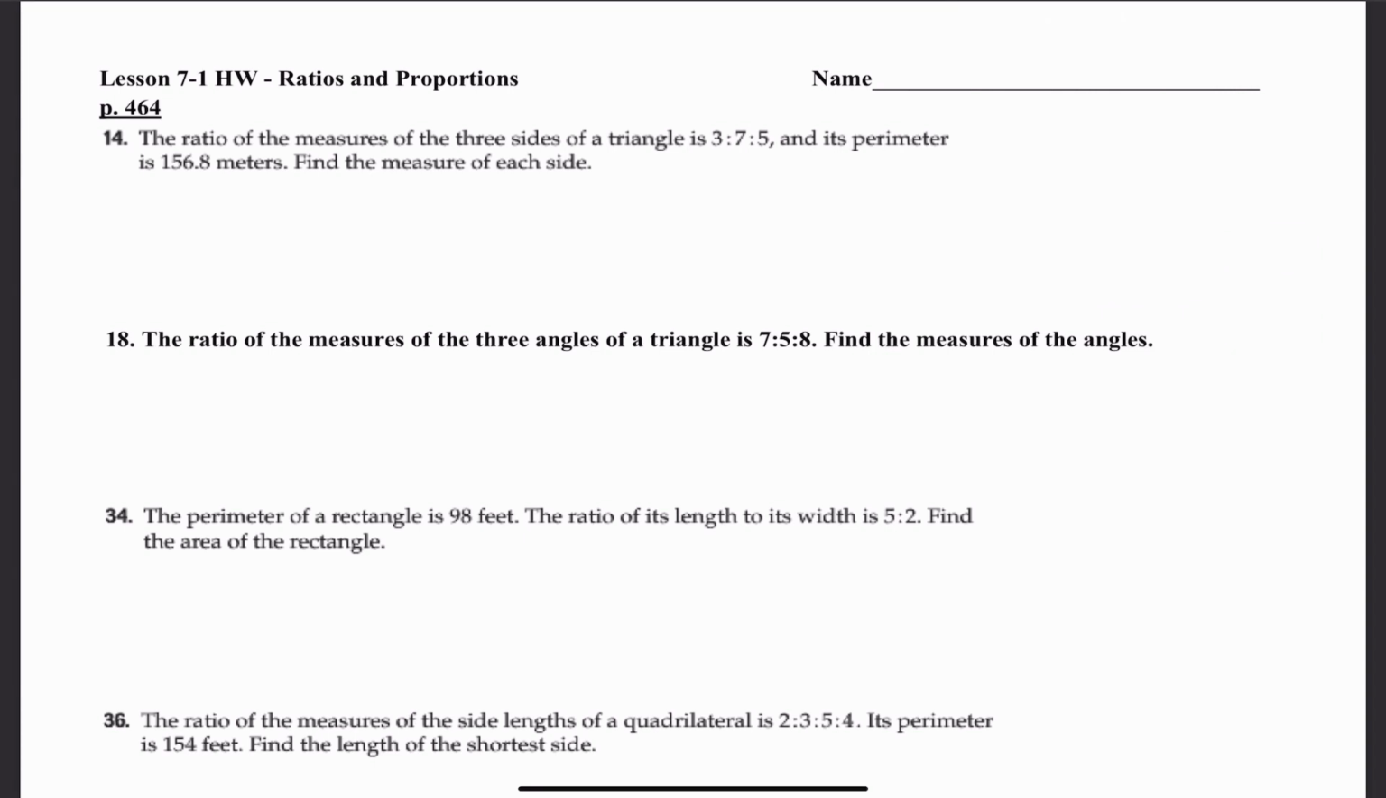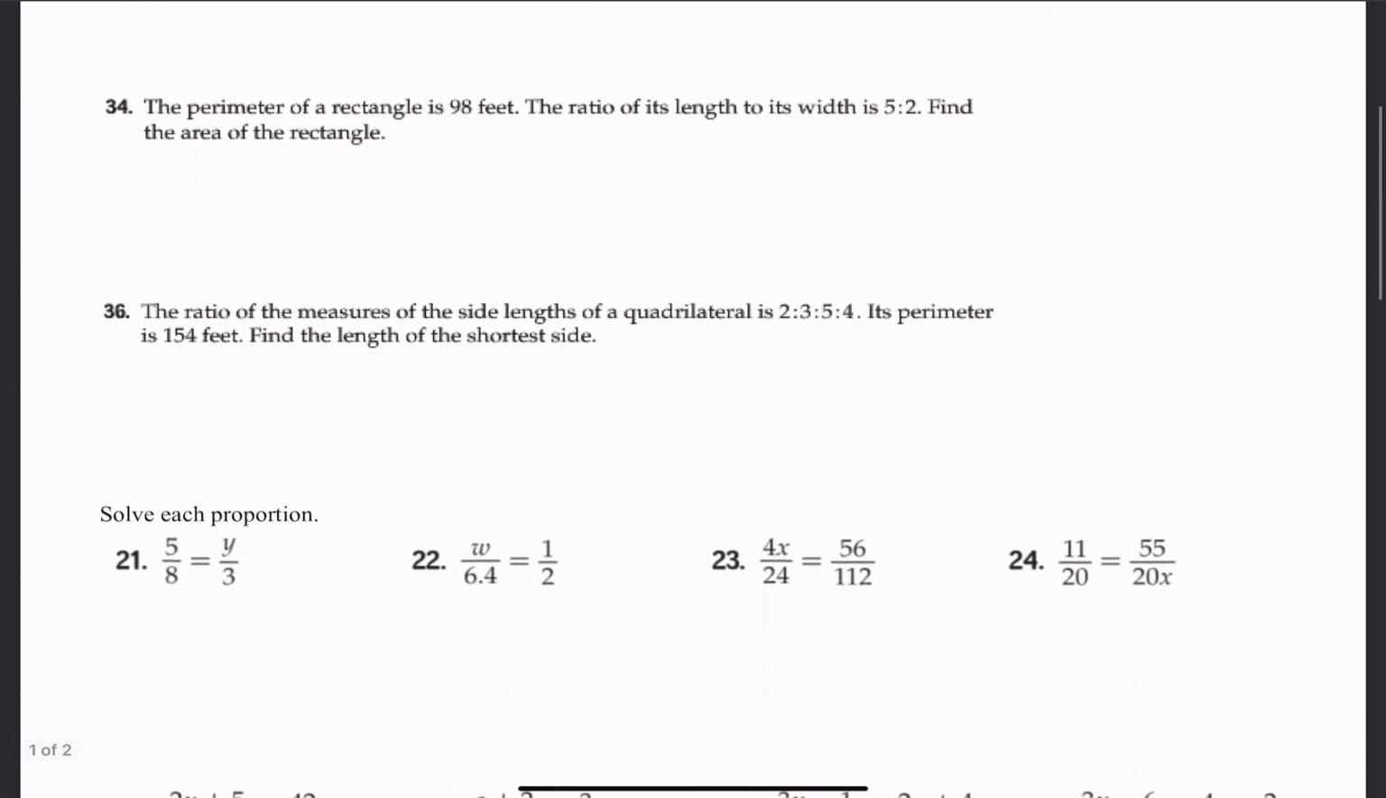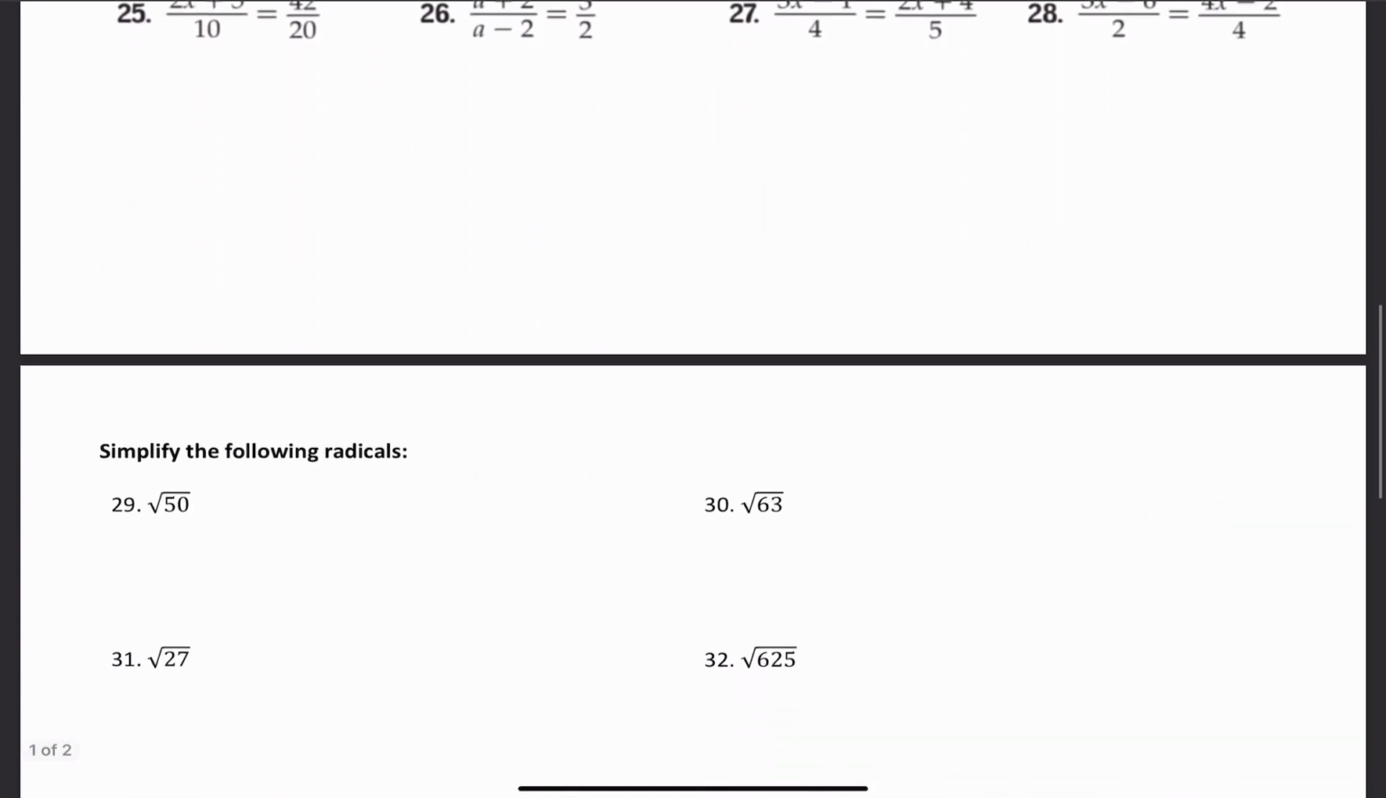Alrighty, let's go ahead and take a look at the homework. Lesson 7-1 homework, ratios, proportions, and radicals. Let me go ahead and skim through the homework. So it looks like we got a front and a back.